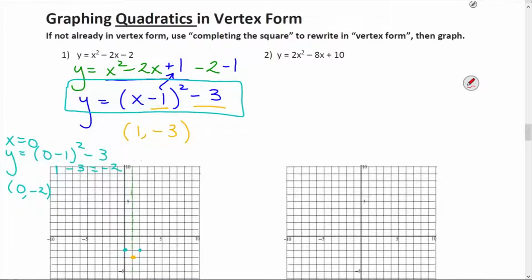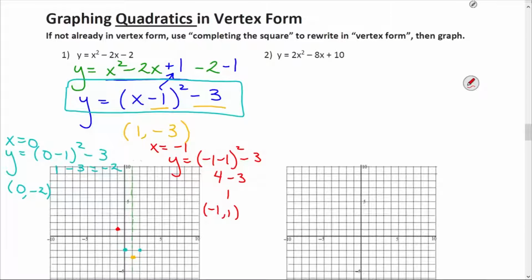And I'm going to plug in the point, I'm just going to go to negative 1, because that's kind of nearby. So if x equals negative 1, then I get y is equal to negative 1 minus 1 squared minus 3. And negative 1 minus 1 is negative 2. Negative 2 squared is negative 2 times negative 2, which is a positive 4, minus 3. And 4 minus 3 is 1. So I get the point negative 1 comma 1. Negative 1 comma 1 is right here.